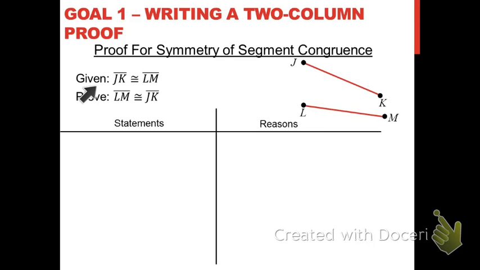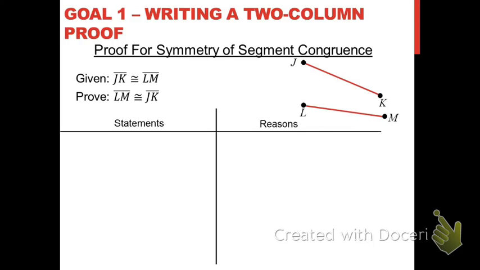In a proof, you're always going to have something that says given. And you'll have a statement or several statements following given. The given part is a list of things that we can assume are facts for this problem. So in this problem, we're going to assume that segment JK is congruent to segment LM.